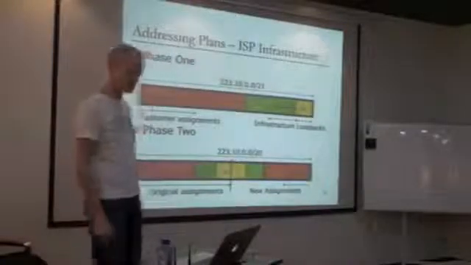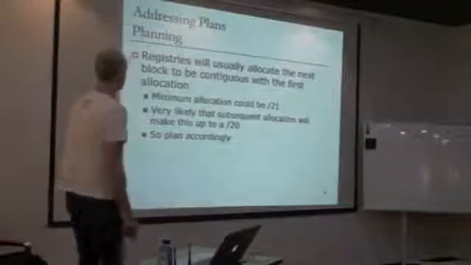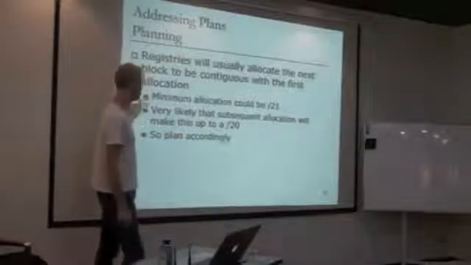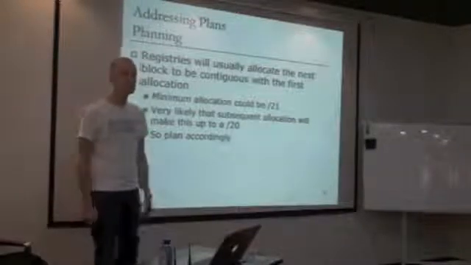What was the difference between these two? Don't know. Right, so registries will usually allocate the next block to be contiguous. But this is not going to happen for V4 anymore. V6, it still will do.